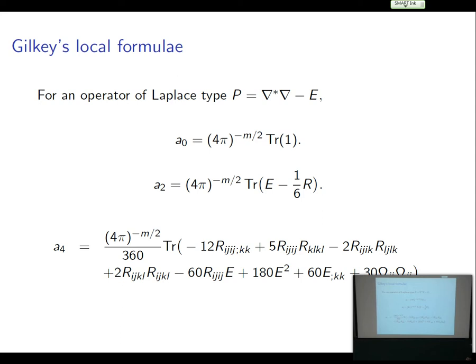Each method has some advantages, but at the end, this is a calculation. Computers can easily make mistakes, and these things can go wrong, really. So you have to be very, very careful. But in any case, Gilkey's formula is for Laplace type operators P, which you can write as nabla star nabla minus E, where E is an endomorphism of your bundle. These are the famous Gilkey formulas that were mentioned. Essentially, all the coefficients of the asymptotic expansion of the heat operator, in this case e to the minus tP, are given in terms of curvature tensors and covariant derivatives of curvature tensors. So there are universal formulas.